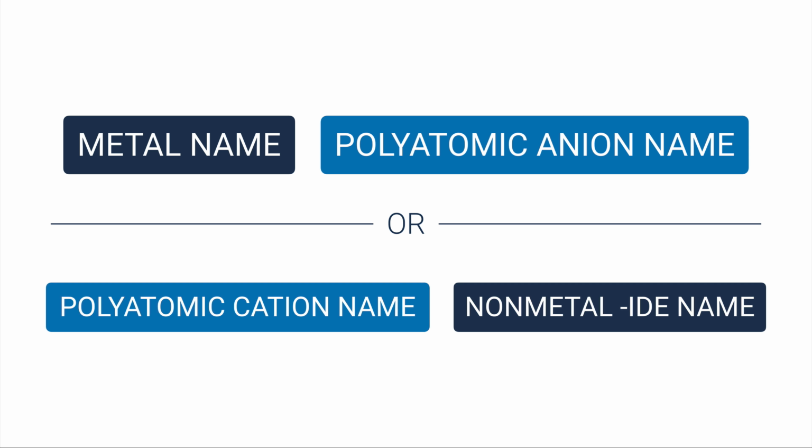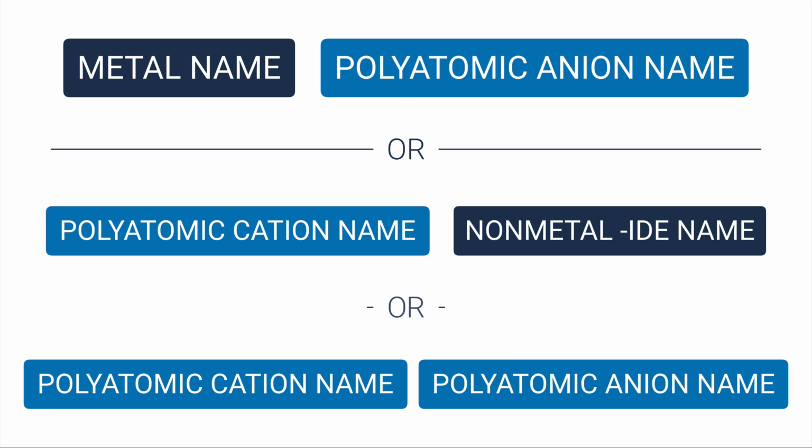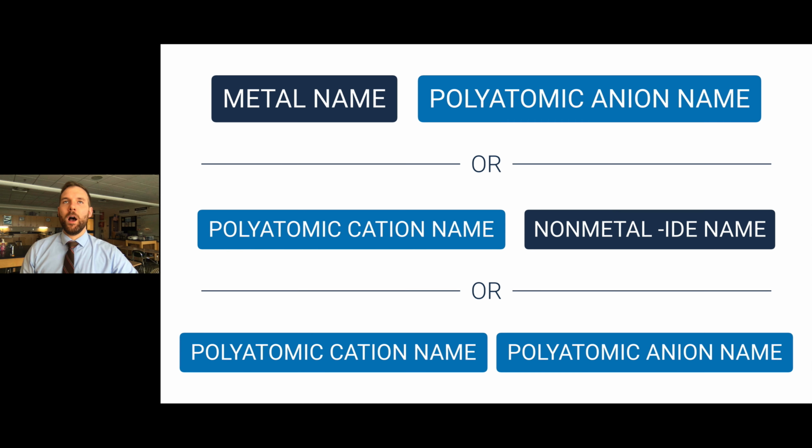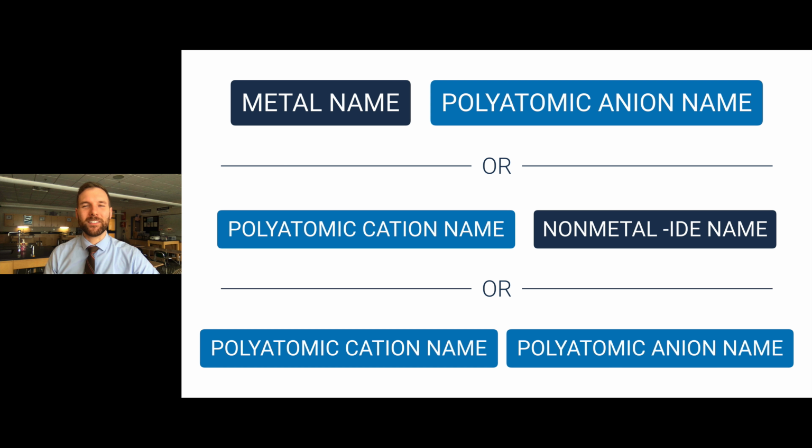It's more common to have 2 polyatomic ions bonded to each other. So the third kind of possibility here is that we have a polyatomic cation bonded with a polyatomic anion. And if that's the case, you just simply put the cation polyatomic ion name first, and then the polyatomic anion name second.